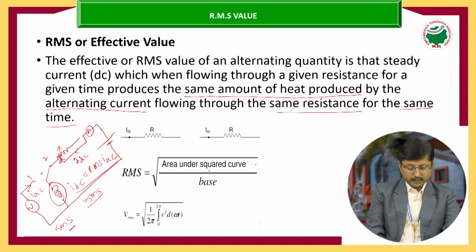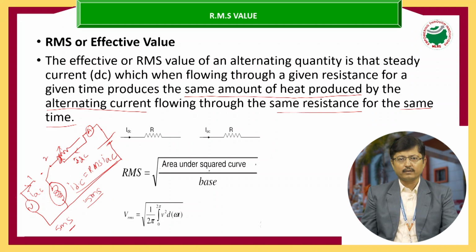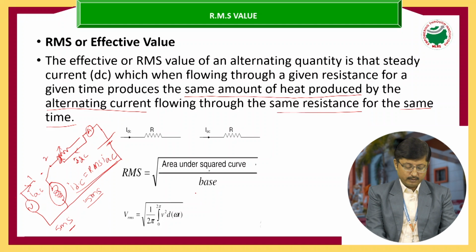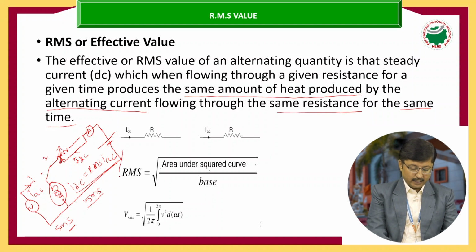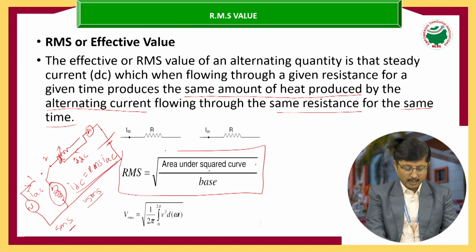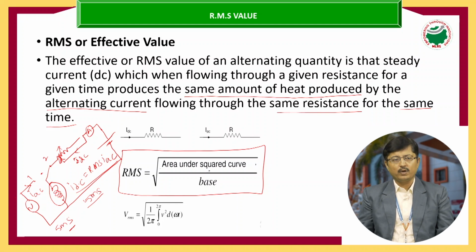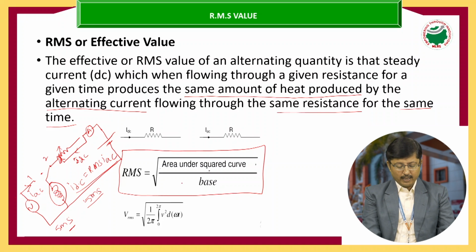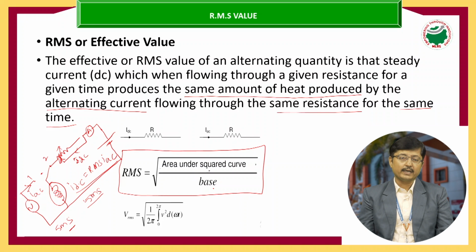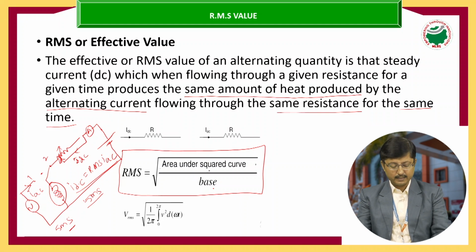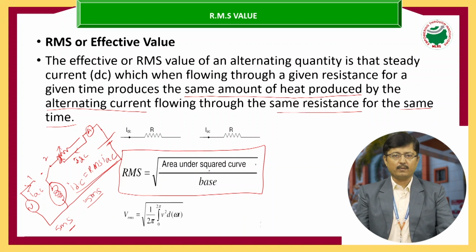The general expression you can see here: RMS value is nothing but the square root of the area under the squared curve by the base. This is the basic general definition of the RMS value of any quantity, either voltage or current. So the RMS value is the square root of the area under the squared curve divided by the base of the curve. This formula is valid for any waveform.